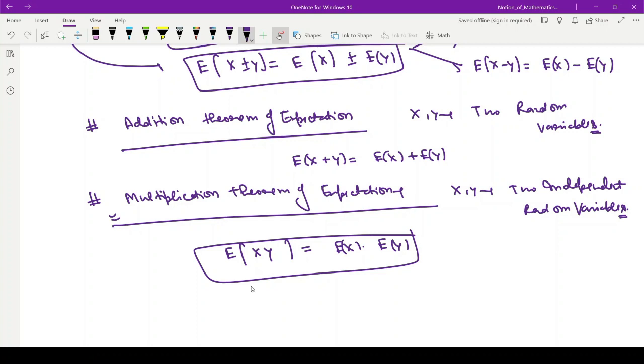So students, in this particular video, I have discussed a few properties of expectation, and thereafter I have told you how to evaluate the expectation in discrete and continuous approaches, and thereafter I have discussed a few more theorems on expectation.